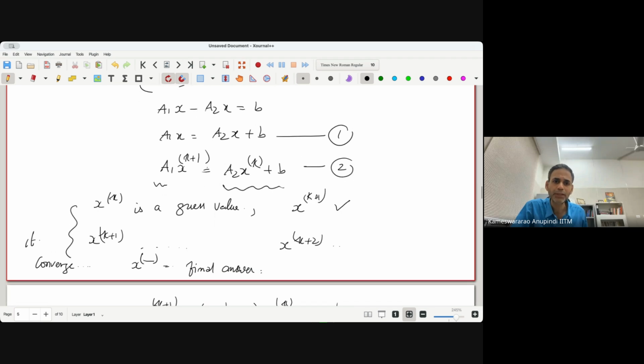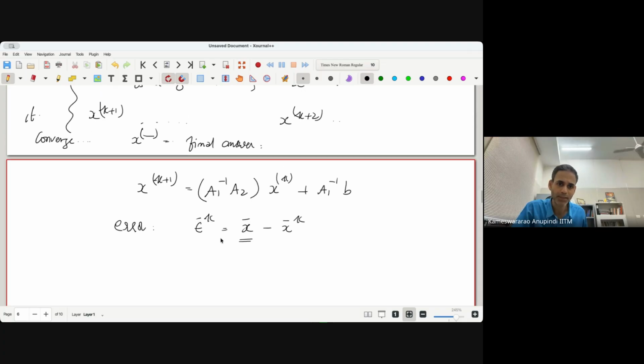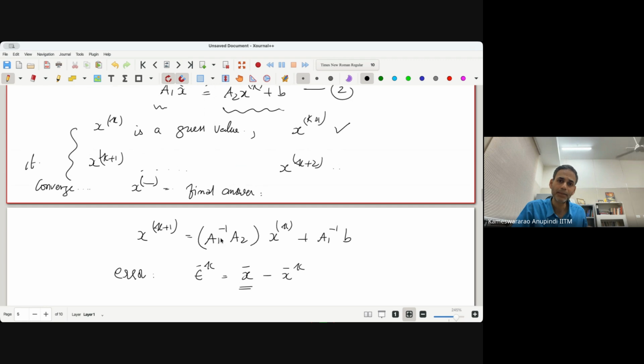So if I subtract 1 minus 2, what am I going to get? Let me denote the error involved as epsilon k at any step k. If x bar is the exact solution, the error is going to be x bar minus x bar k. That is the error at any step k.